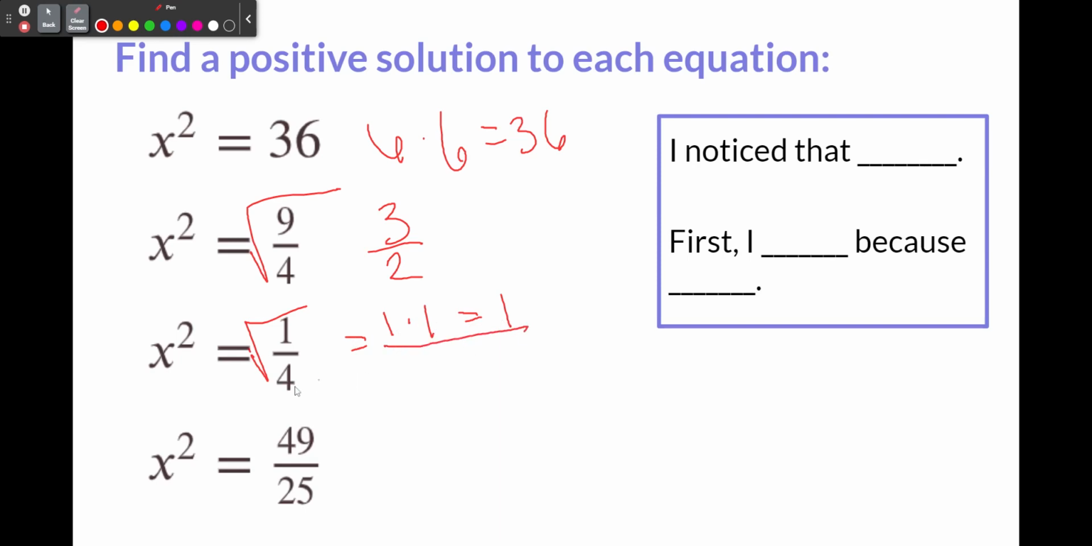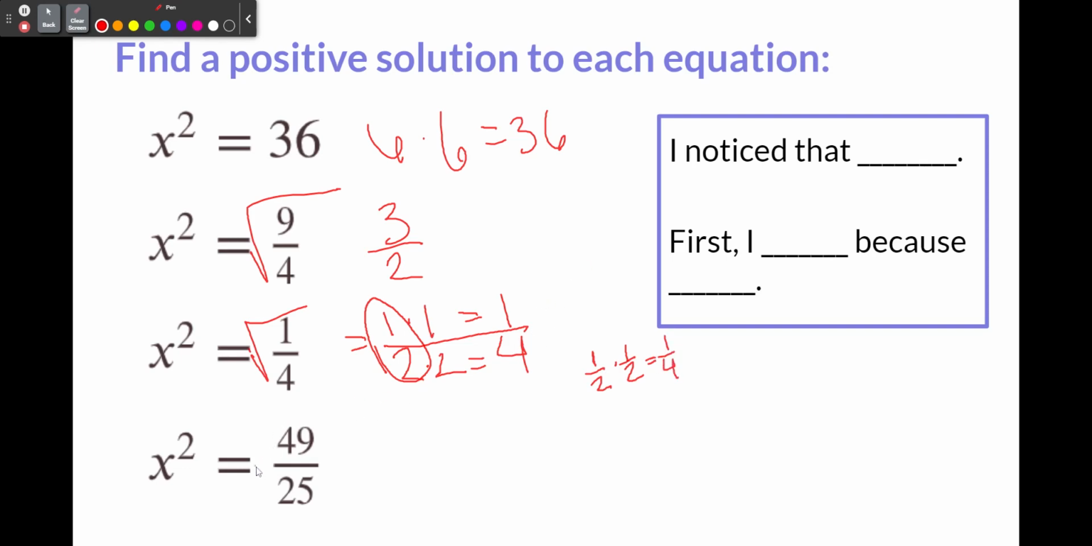Down here, I need to find the square root of 4. So what times itself is equal to 4? Well, that would be 2 times 2. So the square root of 1/4 is actually 1/2, which makes sense because earlier when we were talking about what could be the square root of 1, we were talking about if I was to take 1/2 or 0.5 times 1/2, that equals 1/4.